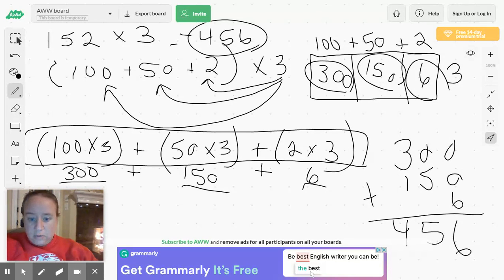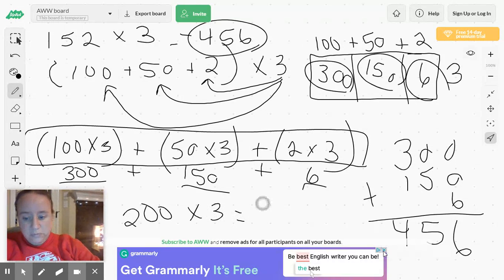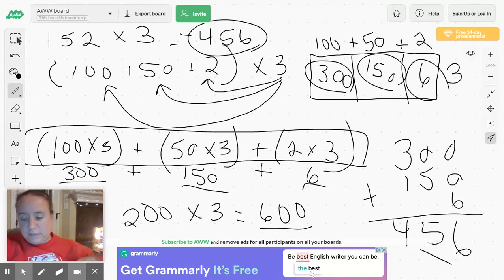So either way. Then the last thing we did is we showed, like the other day when we were estimating products to see if our answers were reasonable, that the 152 rounds to 200, to the nearest hundred. When we multiply that by 3, 3 times 2 is 6, add the two zeros, you get 600. So 600 and 456 are pretty close to each other, and so we know our answer is reasonable.